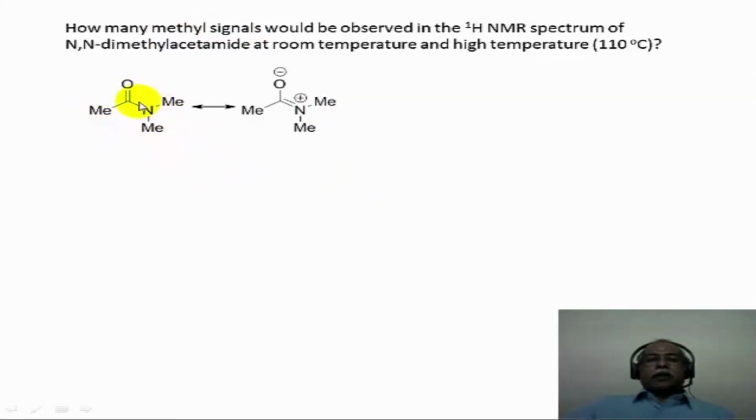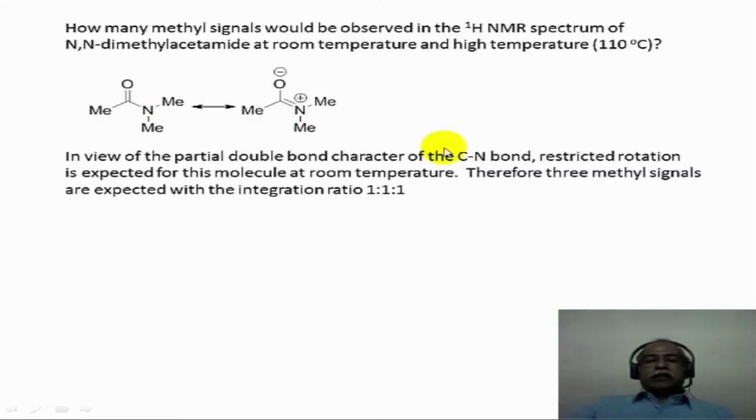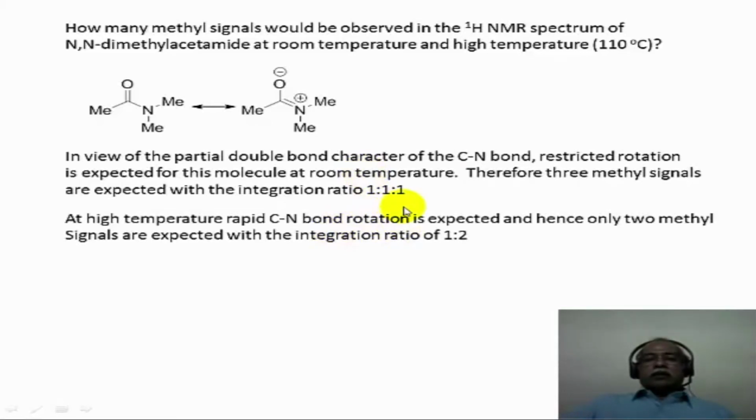Remember, the nitrogen lone pair participates in delocalization onto the oxygen, and that gives this resonance structure. So the molecule has a partial double bond character between carbon and nitrogen, and because of this, restricted rotation can be expected in this molecule at room temperature. In other words, the carbon nitrogen bond will not freely rotate. If it does not freely rotate, then one can expect 3 different signals for the methyl, one corresponding to this methyl, one corresponding to this methyl which is trans to the oxygen, and the other corresponding to this methyl which is cis to the oxygen. So at very slow rotation, these 3 methyls should be distinguishable.